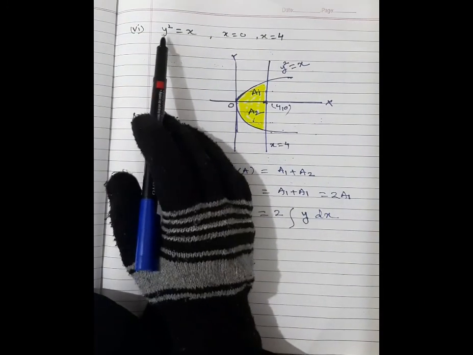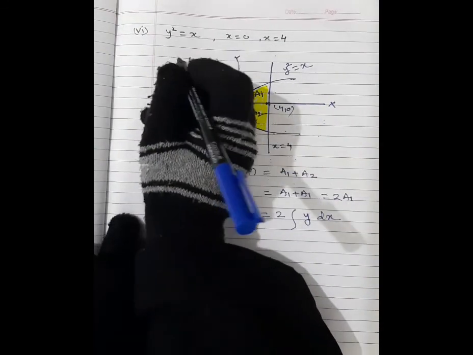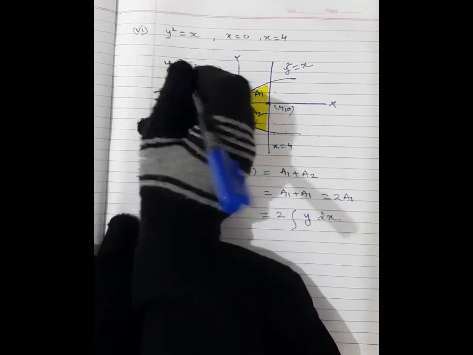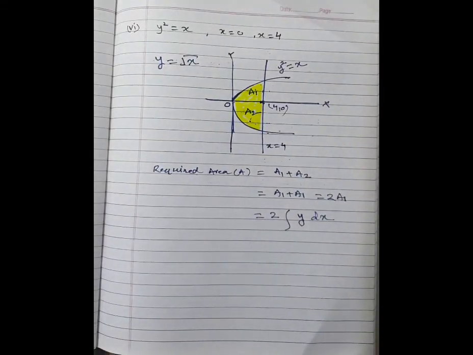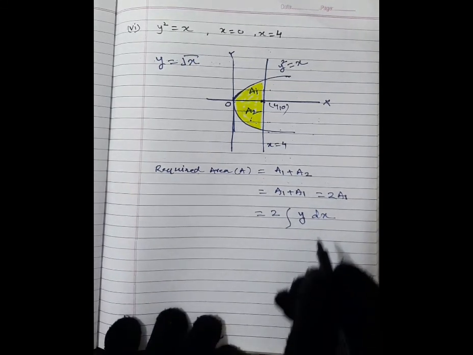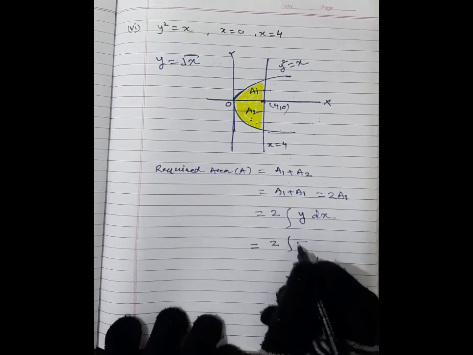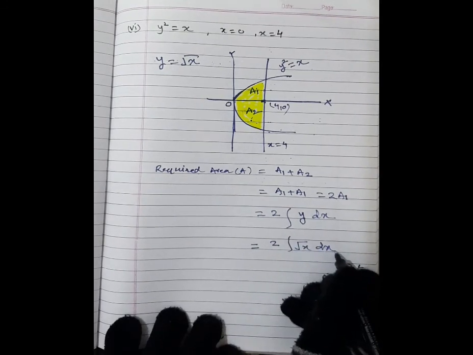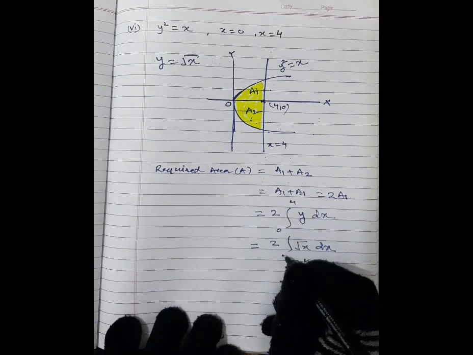Now the equation of the parabola is given: y square is equal to x. y square is equal to x means what is y? y is equal to root x, taking the square root on both sides. Then here, instead of y we'll write root x dx, and what is the limit? The limit is 0 to 4.